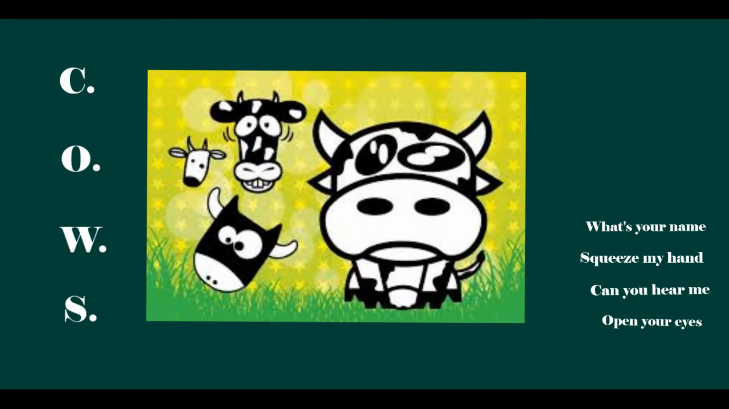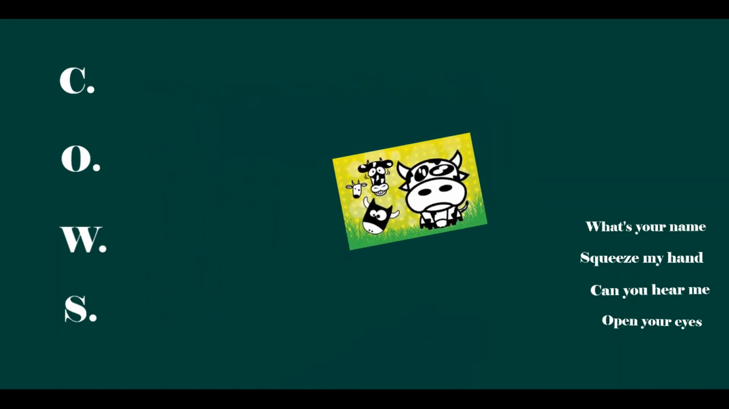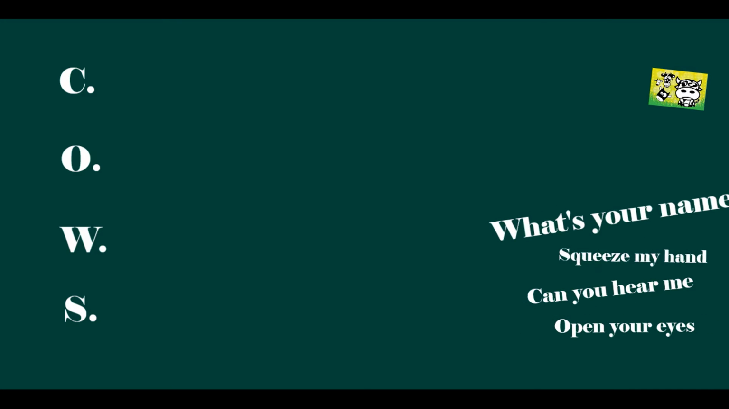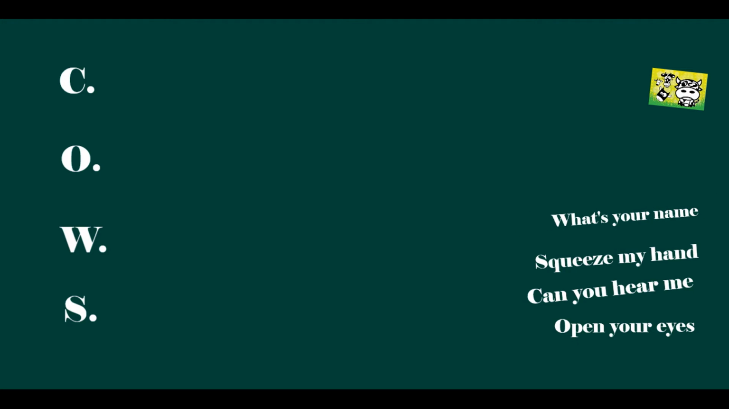To help us check for a response, we can remember COWS, not the kind in the paddock chewing on grass, but an acronym that can help us ask the right questions. Can you hear me? Open your eyes. What's your name? And squeeze my hand if you can hear me. Drag and drop the question to the right spot in the acronym.